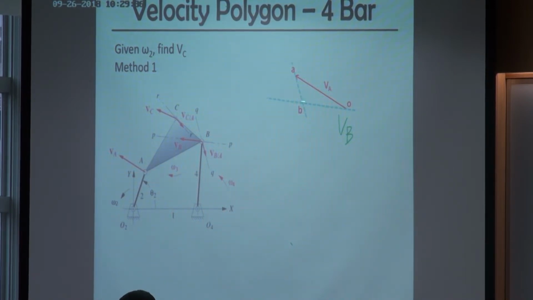And it's passing the origin, because the VB is the absolute velocity, so you will be passing the origin. VB you can also write as VB/O. That means there's a relative velocity from point B to origin.